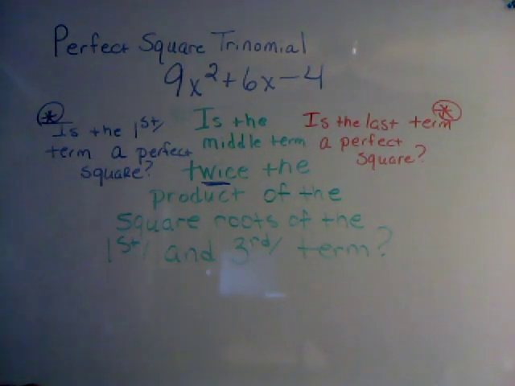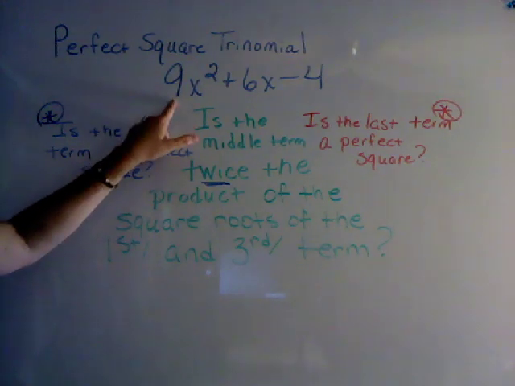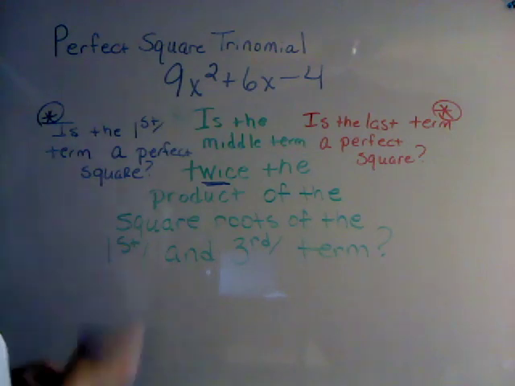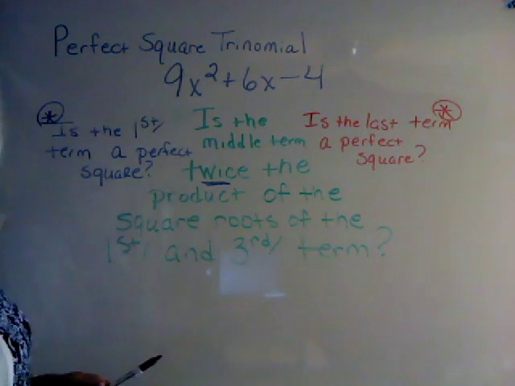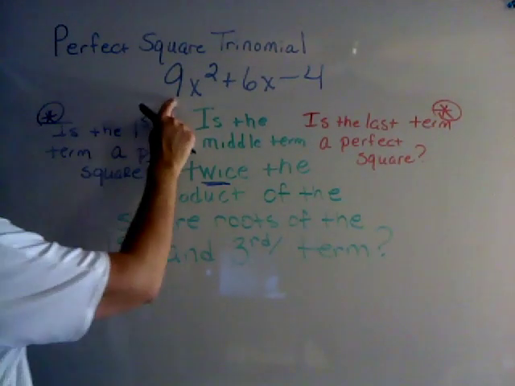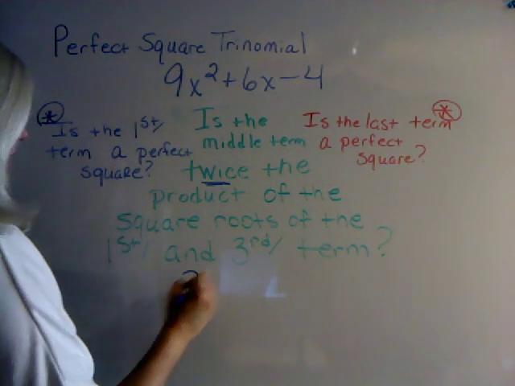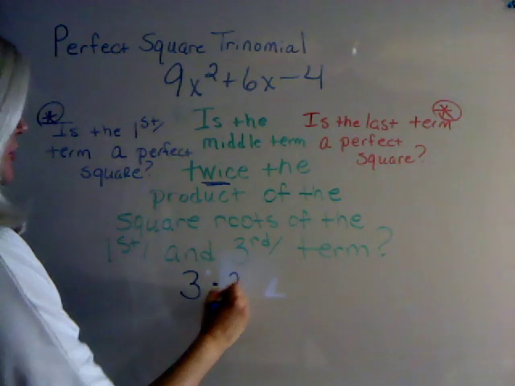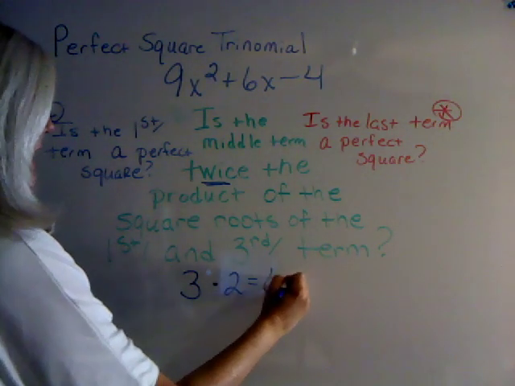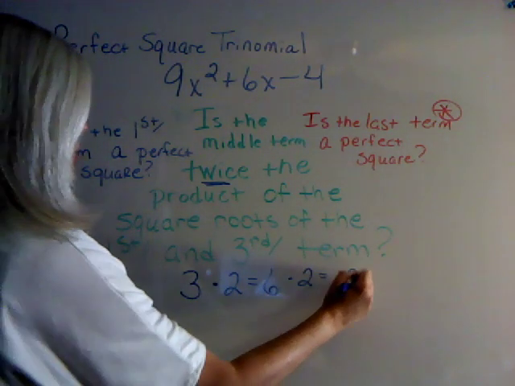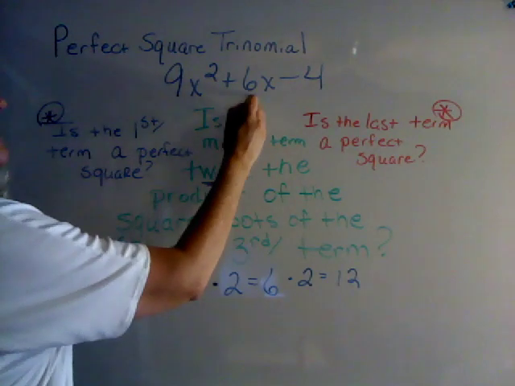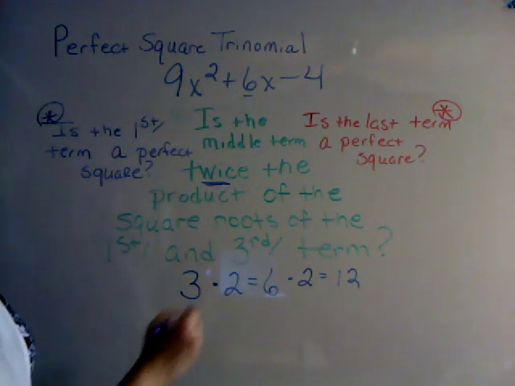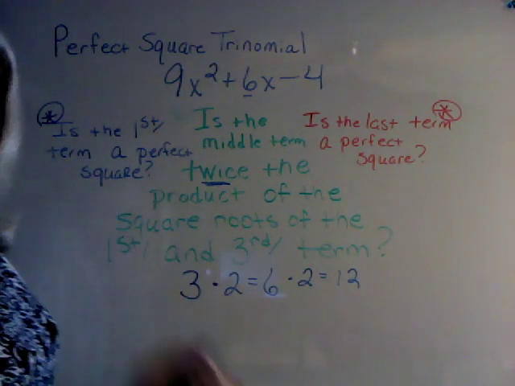Okay, let's look at another trinomial. Now I have 9x squared plus 6x minus 4. The square root of 9 is 3. We're going to multiply it by the square root of 4, which is 2. That would give me 6. And 6 times 2 is 12. This is not a perfect square trinomial. So your answer would be no.